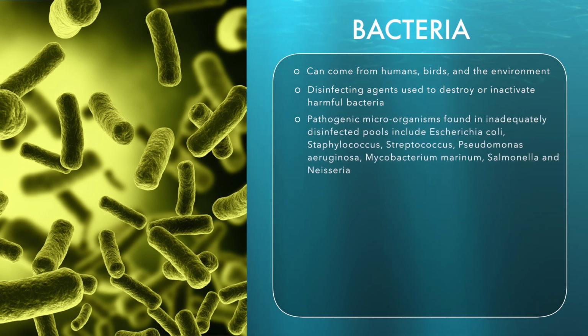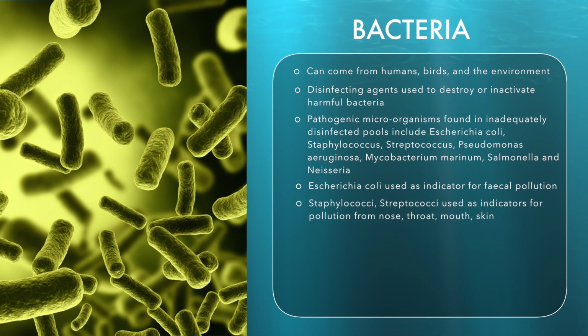Pathogenic microorganisms found in inadequately disinfected pools include Escherichia coli, Staphylococcus, Streptococcus, Pseudomonas aeruginosa, Mycobacterium marinum, Salmonella, and Neisseria species. Escherichia coli is used as an indicator for the presence of fecal pollution. Staphylococci and Streptococci are used as indicators for pollution originating from the nose, throat, mouth, and skin of bathers. They are more resistant to the disinfecting agents than the coliform organisms.